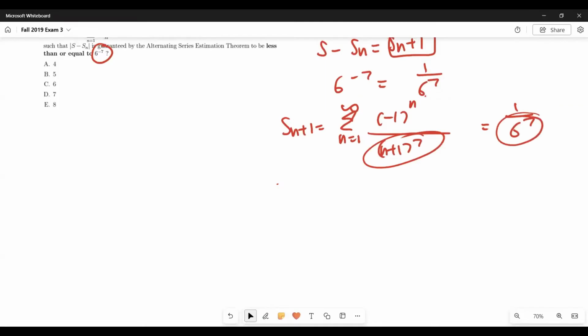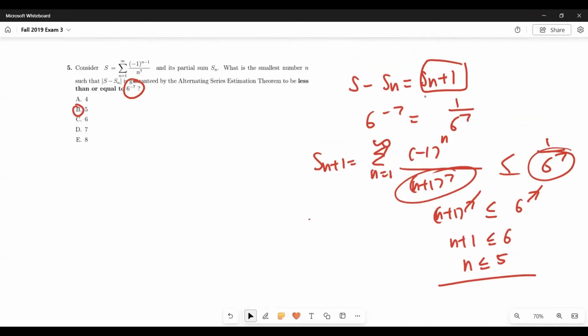That has to be compared with 1 over 6 to the 7th power. Basically not equal to each other, but it has to be less than or equal to it, so 1 over n plus 1 to the 7th power has to be less than or equal to 1 over 6 to the 7th. The 7 cancels out, n plus 1 is 6, so n is 5. So our answer is B.